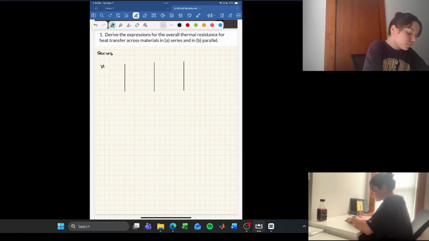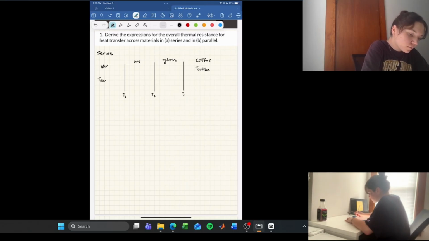So this was air, this was an insulator, this was glass, and then this was coffee. And this was the coffee at some temperature. There was a temperature here at the surface of the glass, a temperature here for the surface where the insulator and glass are in contact, and a temperature here where the air and insulator were in contact. And then we had the temperature of the air as well.